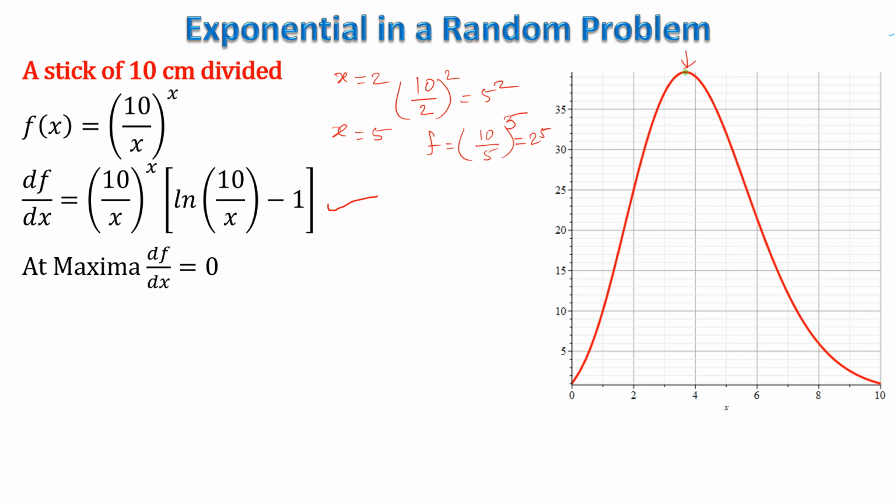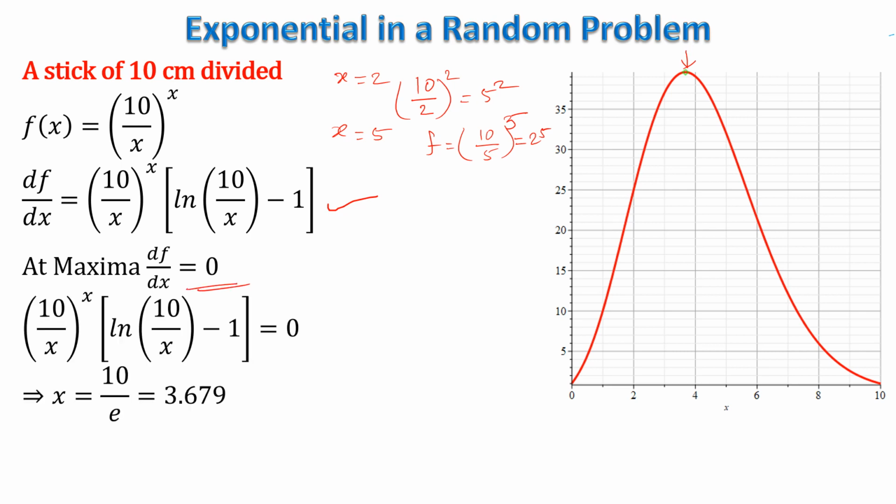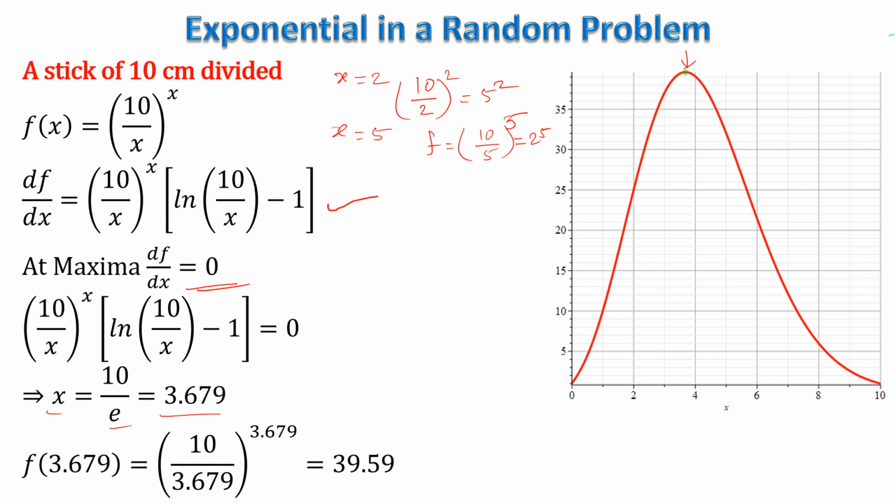This can be found when the first order derivative is equal to 0, and when we solve this we get x equal to 10 by e, and when we substitute the value of e we get 3.679. And f of 3.679 is equal to (10 upon 3.679) to the power 3.679. This is equal to 39.59. So here you can observe this point that is appearing here.